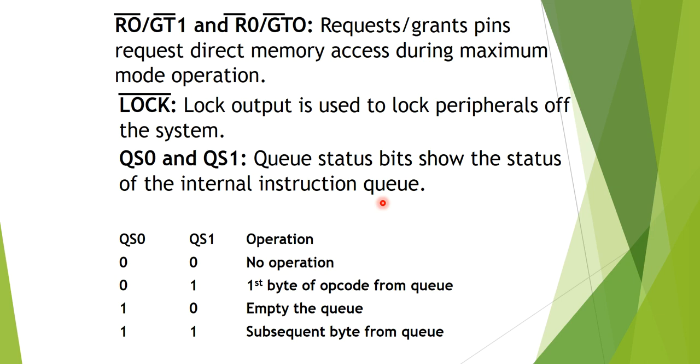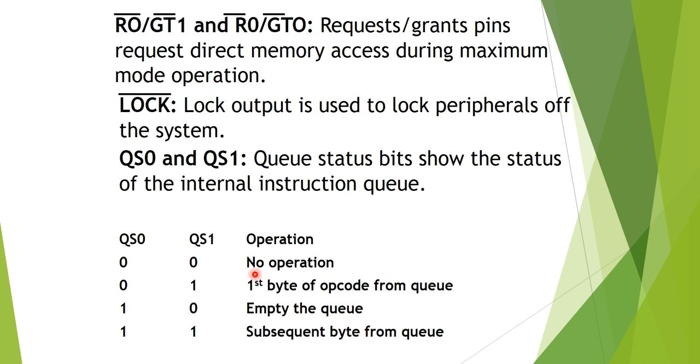In the later slides we show how the queue will be used to hold the instructions for the microprocessor. So if it is 00, then no operation is performed. If it is 01, 1 byte of opcode from the queue will be read. If it is 10, that means the queue is empty. If it is 11, then the subsequent byte from the queue will be read.